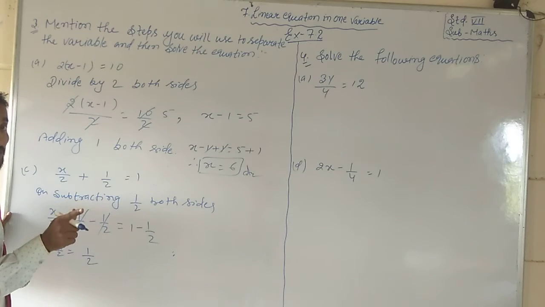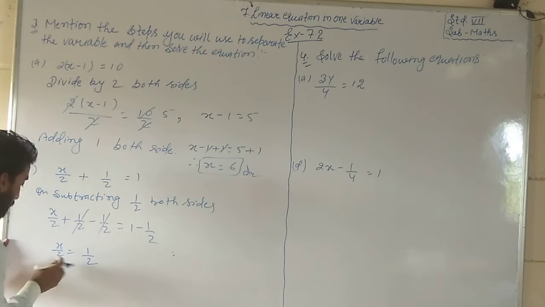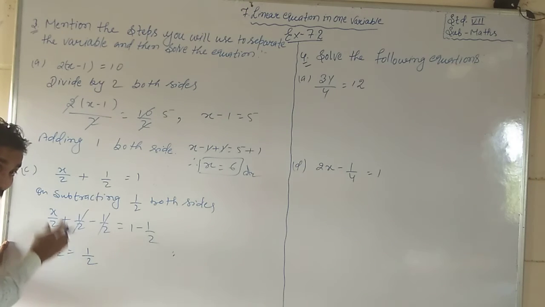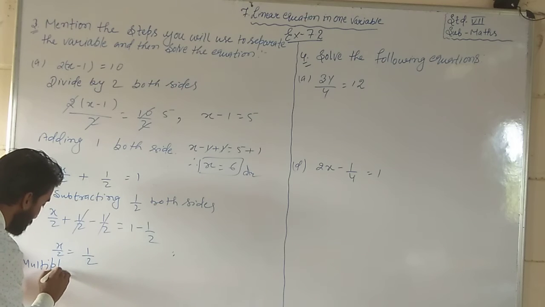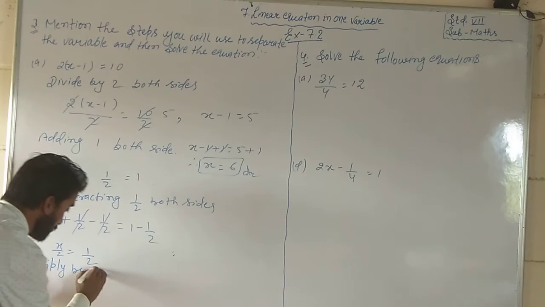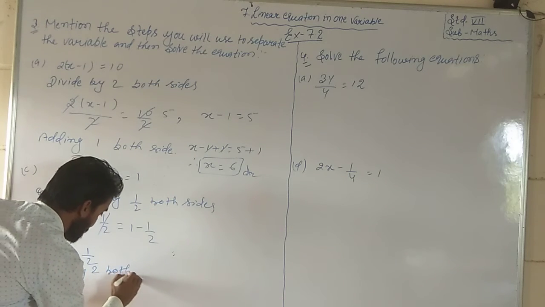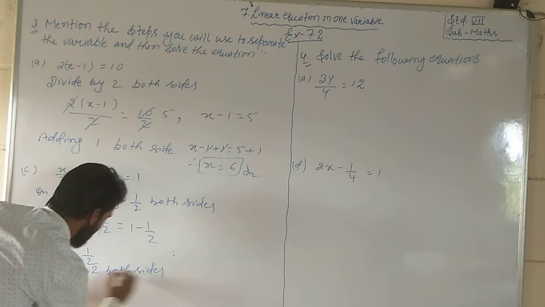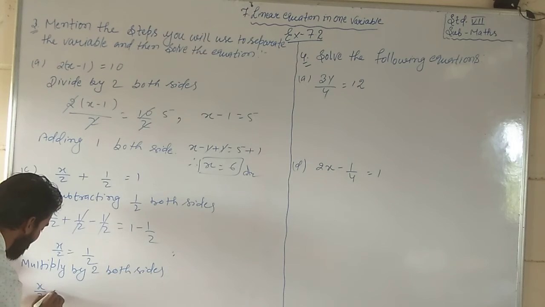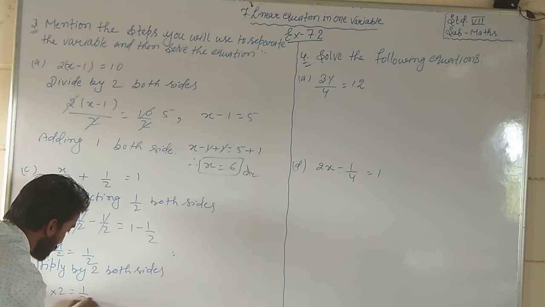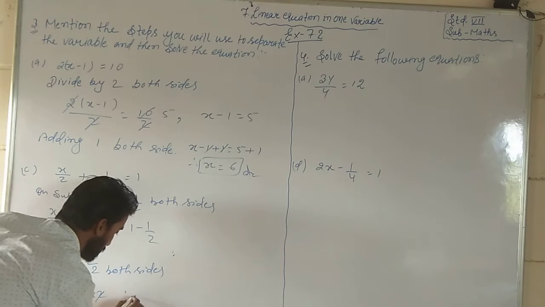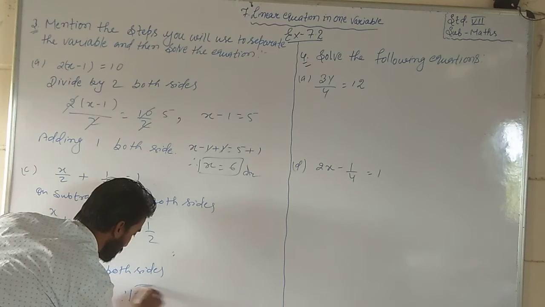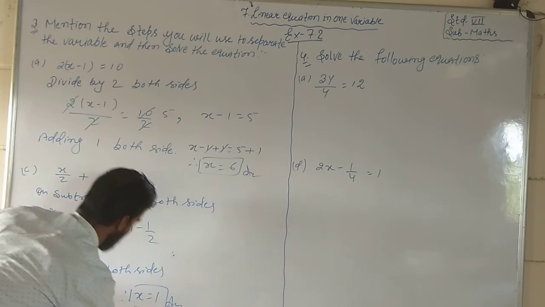But we have to find the value of x. So what will we do? Now for eliminating this 2, we will multiply by 2 on both sides. What happens? x by 2 multiplied by 2 is equal to 1 by 2 multiplied by 2. The 2s cancel, so you can say that x is equal to 1.